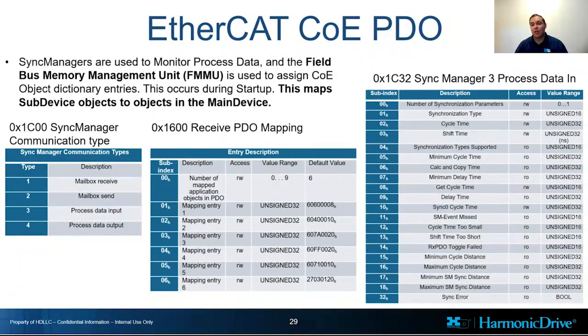In EtherCAT, there's a little more to it. Instead of having 4 process data objects, you essentially have one for receive and one for transmit. And in this case, you also have sync managers. These sync managers are watching process data communication. In this case, it would be sync manager 3, which you can see by the sync manager communication type. And we have our default mappings, which are stored in our CoE object in our actuator as well.